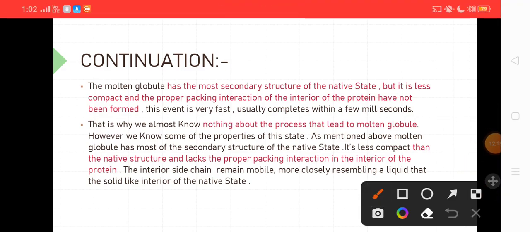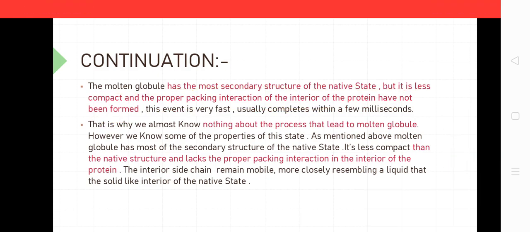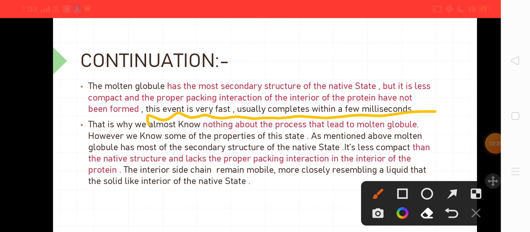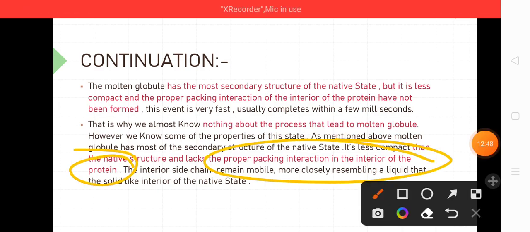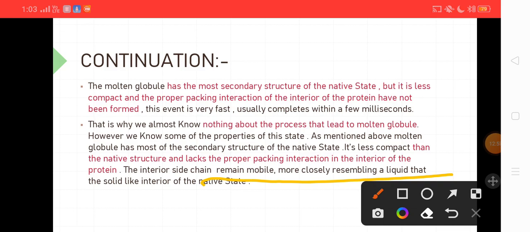If you see this, it will be very clear to you. That is, the molten globule state has most of the secondary structure of the native state, but it is less compact and the proper packing interactions of the interior of the protein have not been formed. And this event is very fast. That is why we know nothing about how it is going on, but we know some characteristics of the molten globule. For example, secondary structure is almost present as in the native state, but it is less compact than the native structure. And most importantly, proper packing interaction is not present in the molten globule state, right? The interior side chains in the molten globule state are mobile and more closely resemble a liquid as compared to the solid-like interior of the native state. So that is the thing.